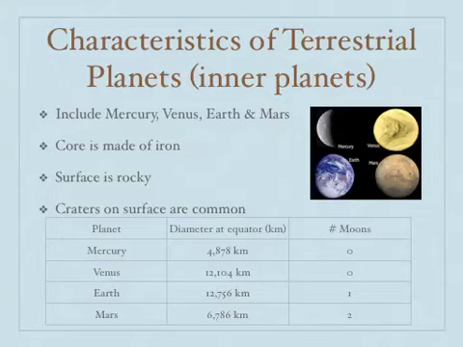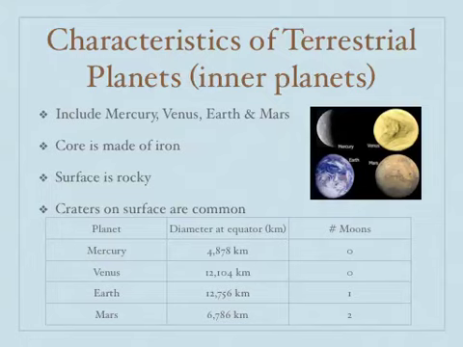Mercury is the closest to the Sun, while Earth is considered the third rock from the Sun. The core of all of these planets are made of iron. The surface of all of these planets are rocky. You'll also find craters on the surface of these planets.